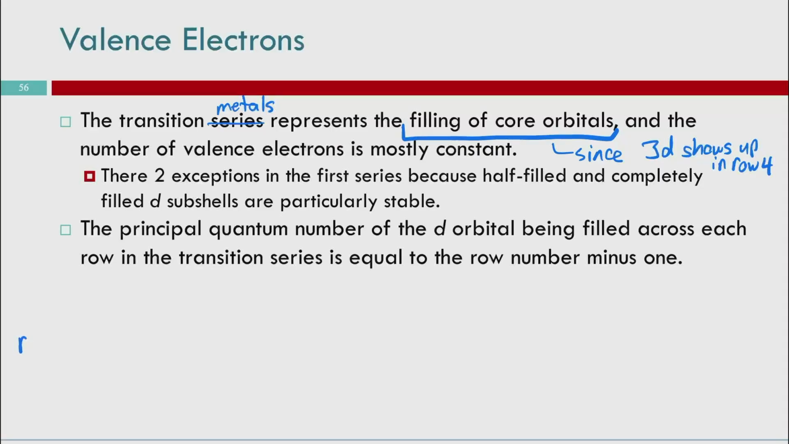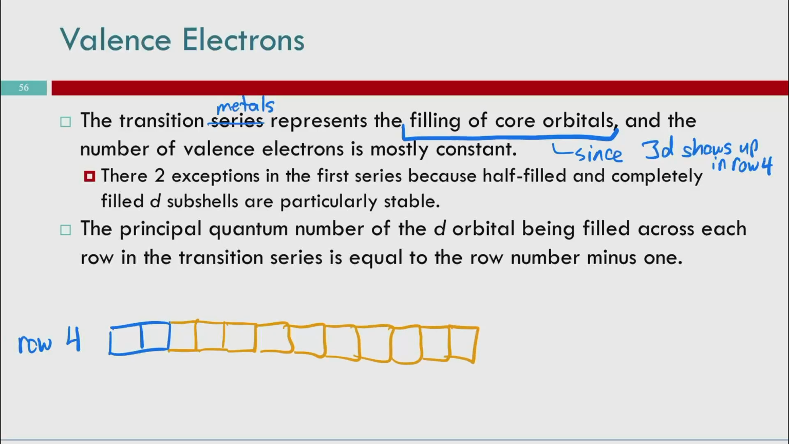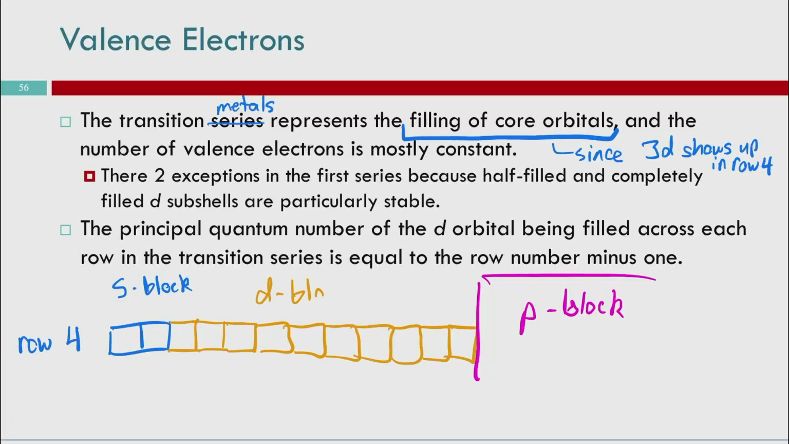We're going to be looking at our row 4. So we've got 2 boxes for our S block, our P block, I think that was in orange, go Tigers, 3, 4, 5, 6, 7, 8, 9, 10, and then our wall of P block. Okay, so our two weird exceptions are chromium and copper.